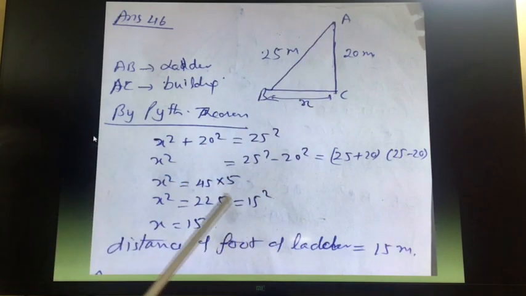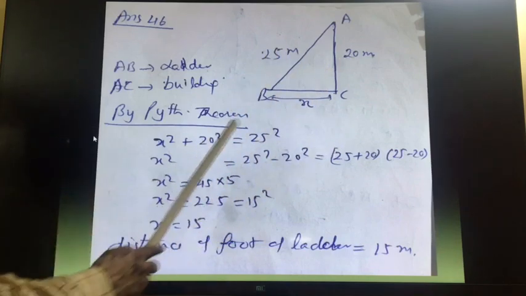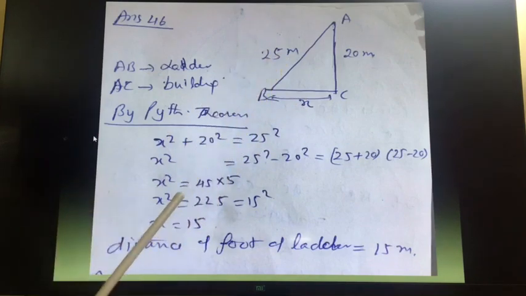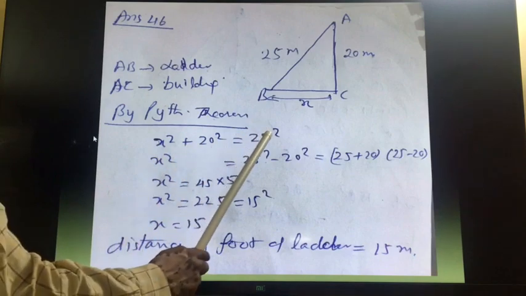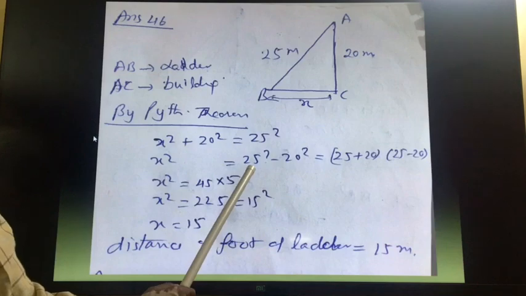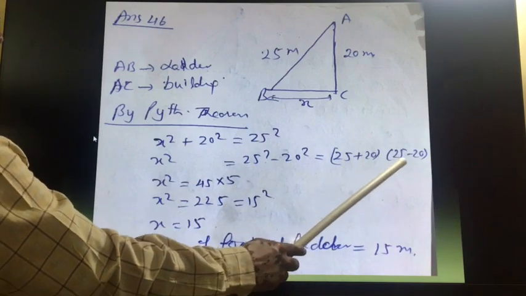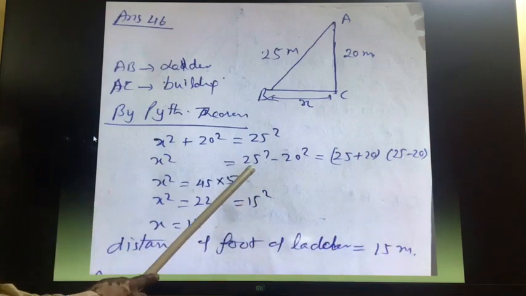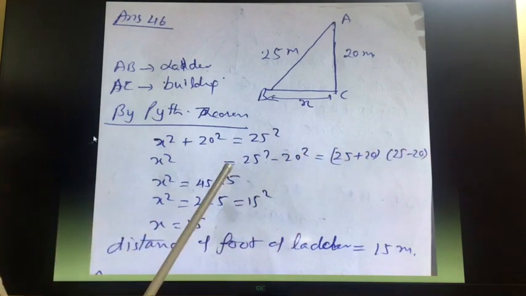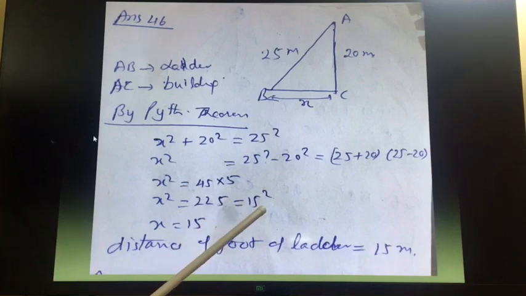According to Pythagoras theorem, perpendicular square plus base square is equal to hypotenuse square. So 20 square plus x square is equal to 25 square. So x square is equal to 25 square, 20 square will go to that side, so it will be minus 20 square. Here a square minus b square formula, so a plus b, a minus b. So 25 plus 20 and 25 minus 20. Don't do the square here. So you will get 45 into 25 minus 20, so 45 into 5, this will be 225, and this is the square of 15.